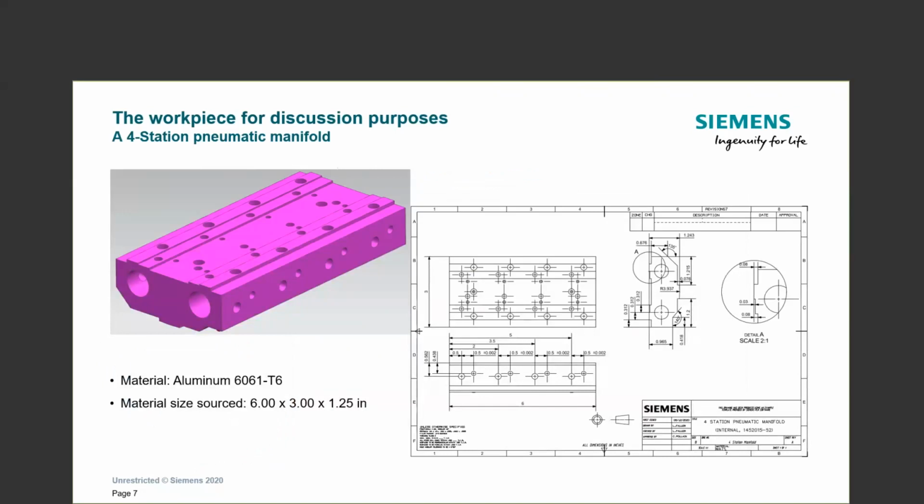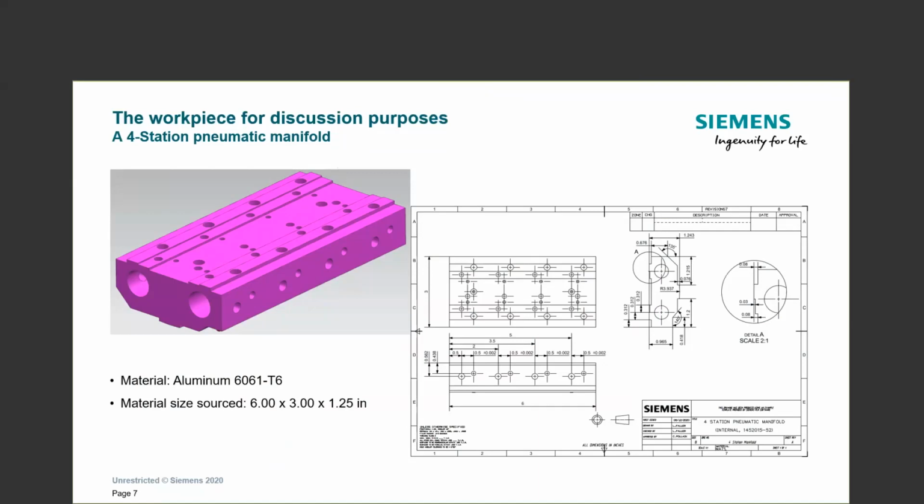So here is our discussion piece. The part is not very unique, but it gets the point across, I believe. What we have here is just a quick overview of this part. It's a 4-station pneumatic manifold. It's going to be machined out of aluminum 6061, and we're assuming that the material size is going to be fairly accurate and fairly close to the final machined piece.